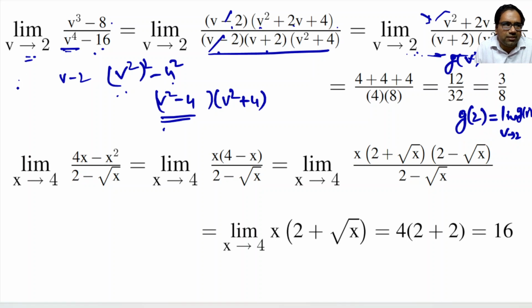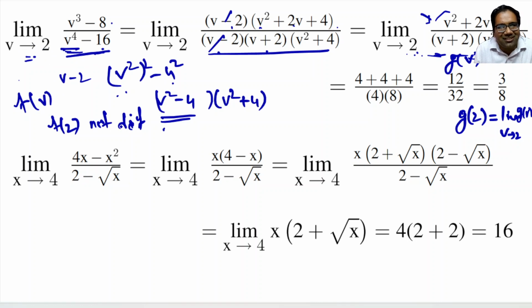But for this function, let's say it's called f of v. For this function, f of 2 is not defined. If we are calling this f of v, f of 2 is not defined. But the limit as v tends to 2 of f of v is actually defined. That is 3 by 8.